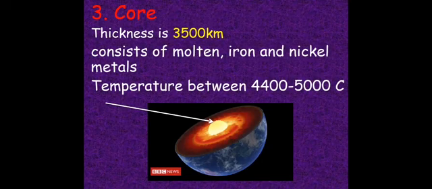And now from Live Science Live, we are talking about the core. Its thickness is about 3500 kilometers. Even thicker. It consists of molten material. You remember what is molten? That is lava, iron and nickel metals. Its temperature is between 4400 to 5000 degrees Celsius. By the arrowhead, I am showing you the core of our Earth.